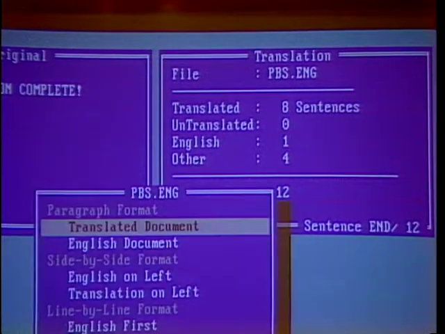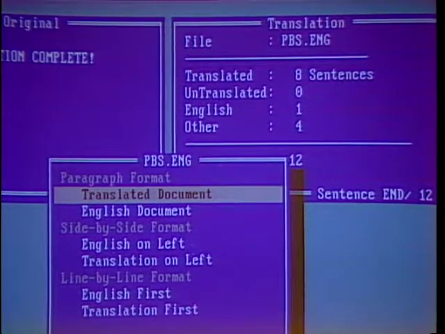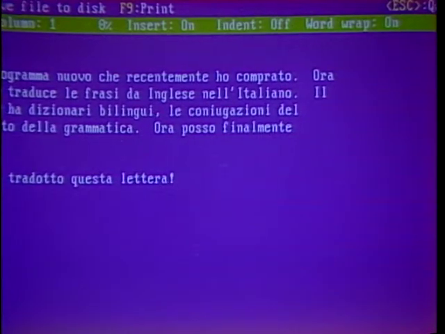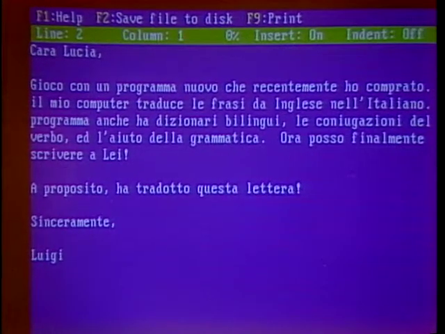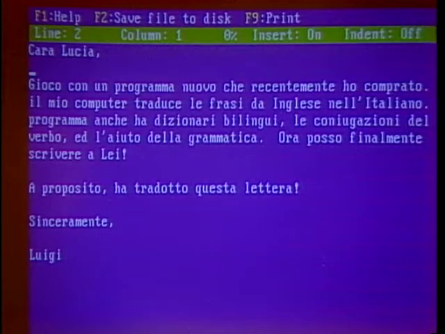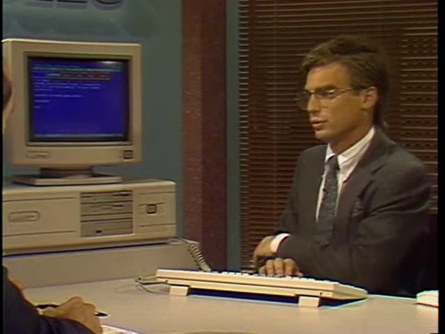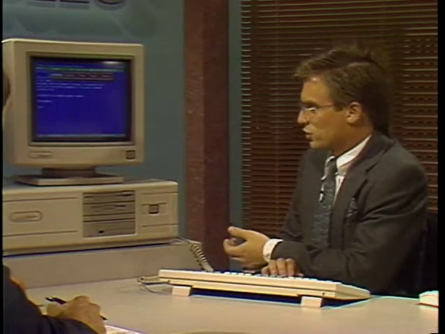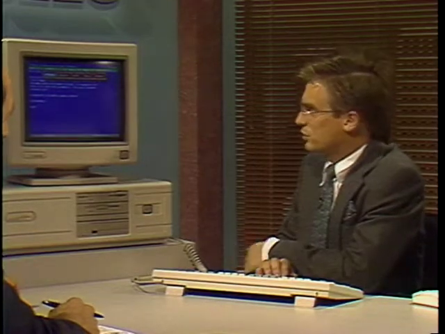From here, we can output the translation and take a look at the document. If we've got the translated document, which now looks just like, in the same format as, an English document, but it's in Italian with all those grammatical things that we talked about. In addition to being able to translate on a sentence-by-sentence basis, we have memory-resident reference tools that can be used certainly in conjunction with our program or with programs such as WordPerfect or any other text-based word processor.